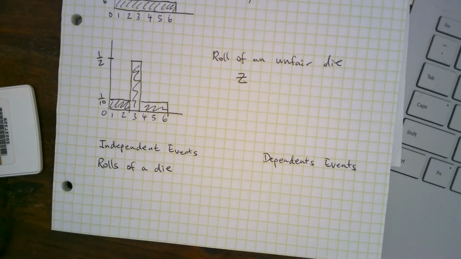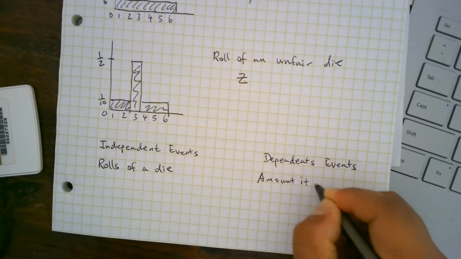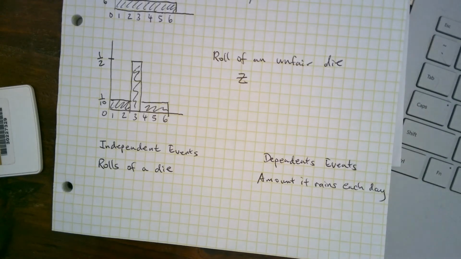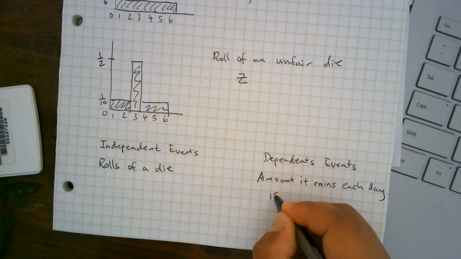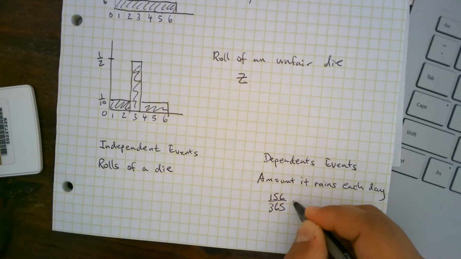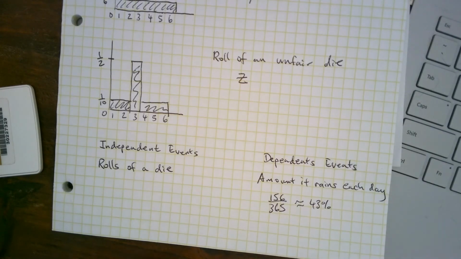Dependent events might be like the amount it rains each day. If you're about to fly to a new city and you want to know if it's going to rain tomorrow, you might want to know if it rained today or yesterday. I looked this up in Seattle. Apparently in Seattle it only rains 156 days out of the year, out of 365-ish. We'll ignore leap years for now, which is about 43%. Okay, so if I have no information I say it's going to rain tomorrow with 43% probability.